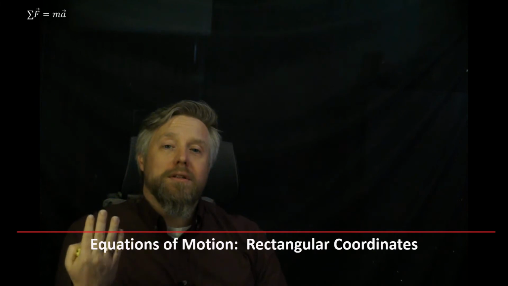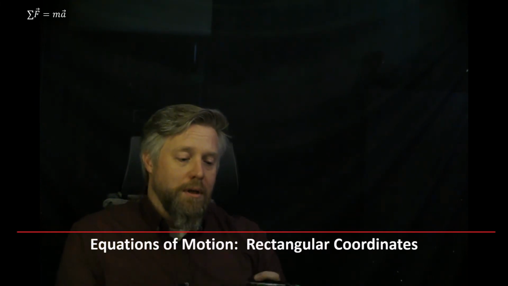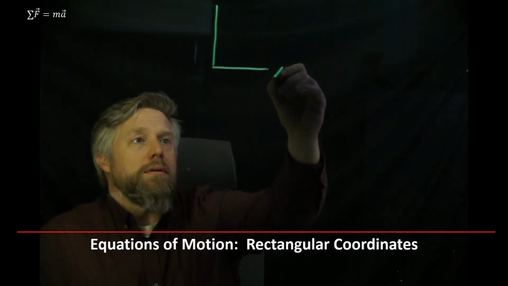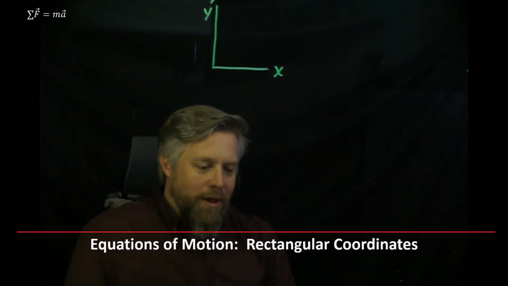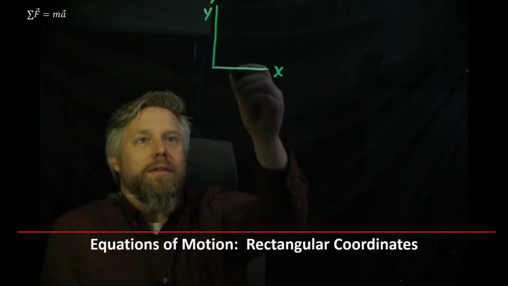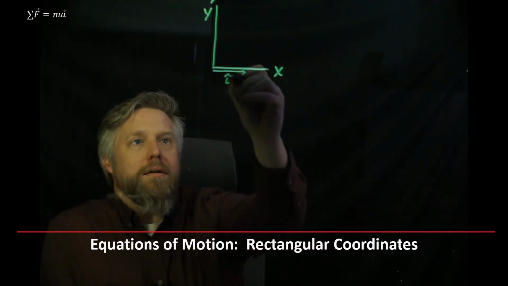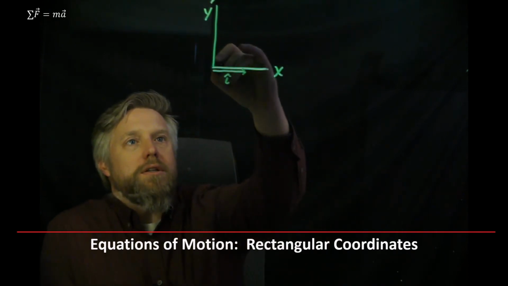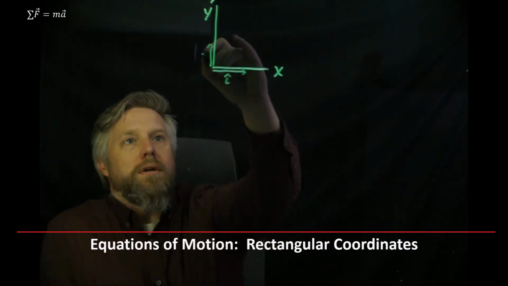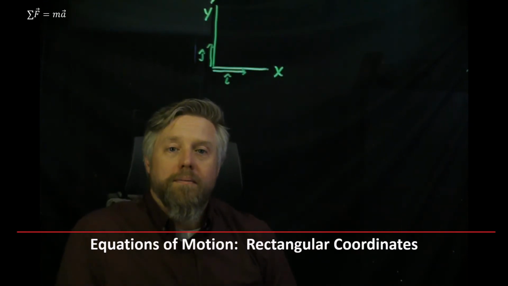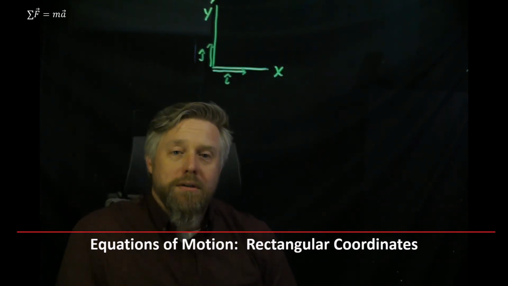For example, we're going to start out with rectangular coordinates. In rectangular coordinates, we generally, in 2D, will have an x and a y. We have our x and our y axes, and we use unit vectors in those directions, i in the x direction and j in the y direction. Those two vectors we use to do Cartesian vector notation.